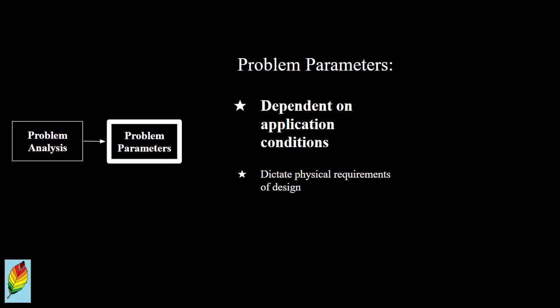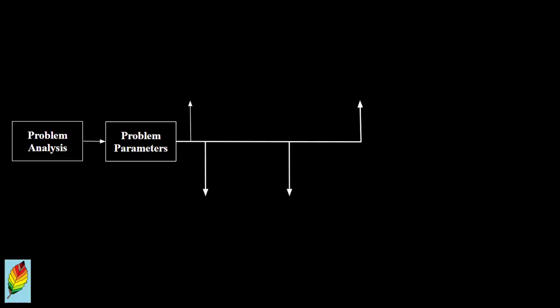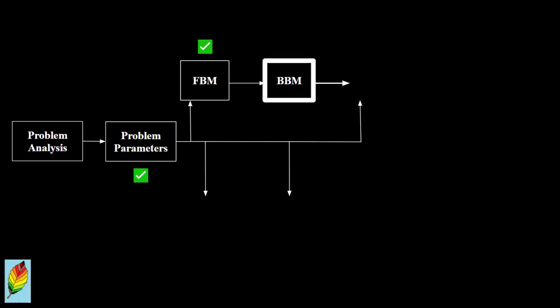The parameters are dependent on the conditions that the design is meant to withstand. They also dictate the physical requirements of the design itself. As a result, the parameters are directly applicable to multiple steps in the process, like so. Once the parameters are properly defined and established, the next step is to take the parameters and develop all the individual features using feature-based modeling. Once all the features are developed, they are combined/amalgamated using the operations in Boolean-based modeling.